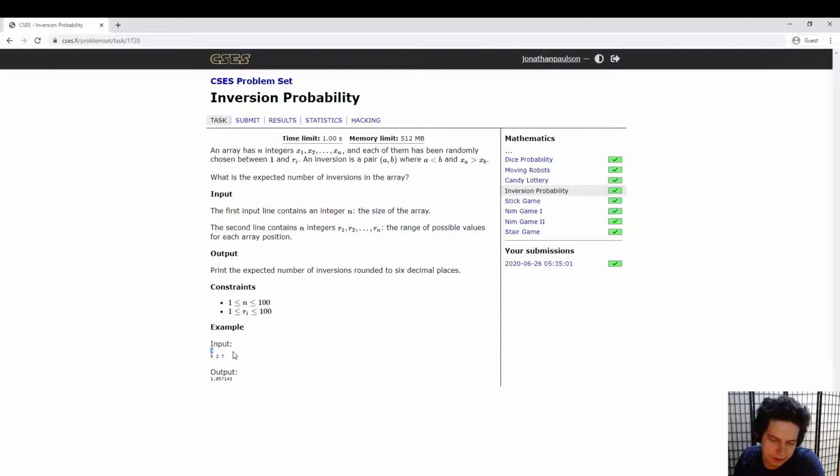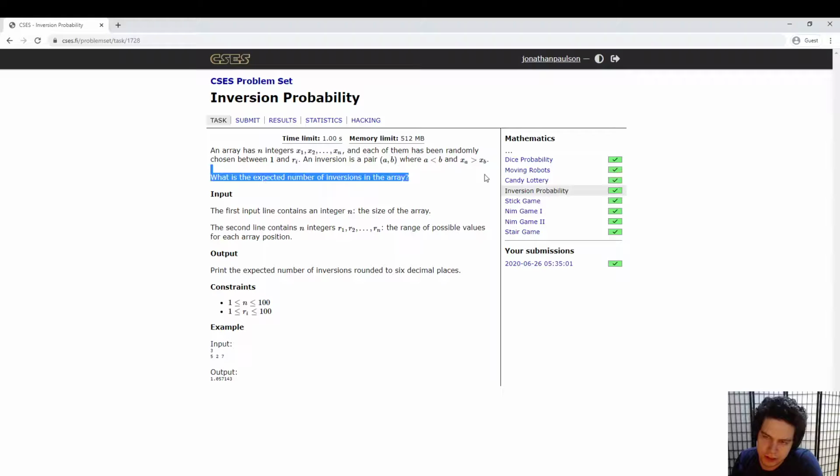Right, so in the example, we have a length 3 array. The first value was chosen between 1 and 5, the second value chosen between 1 and 2, and the third value chosen between 1 and 7. And we want to find out the expected number of inversions in this array, right? Expected over the random choices for the elements.